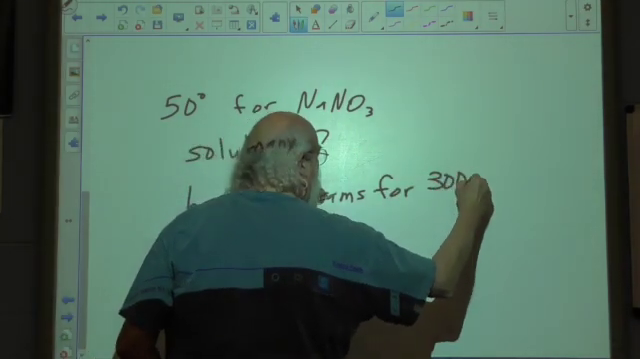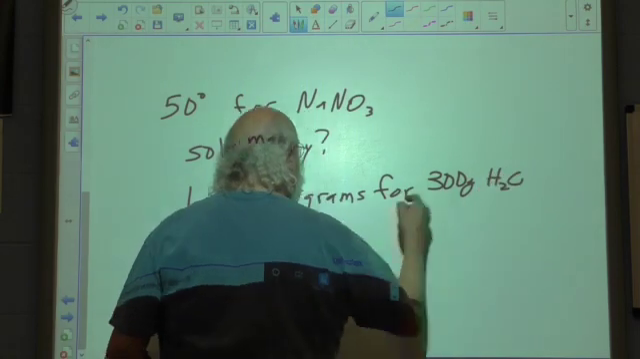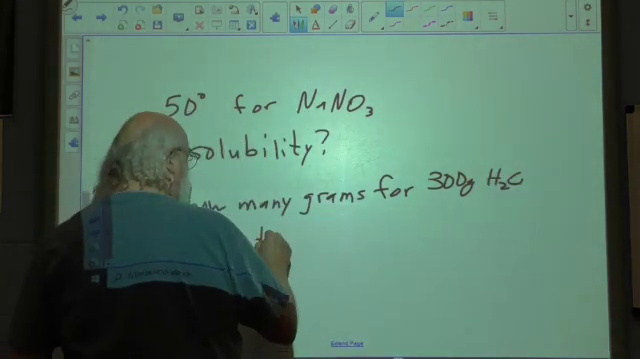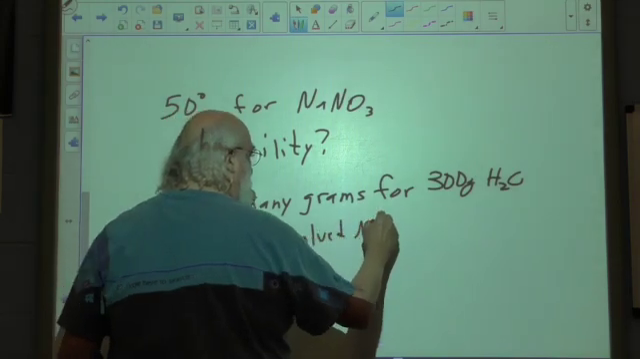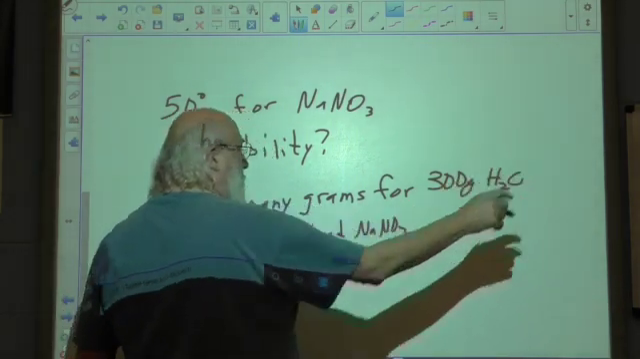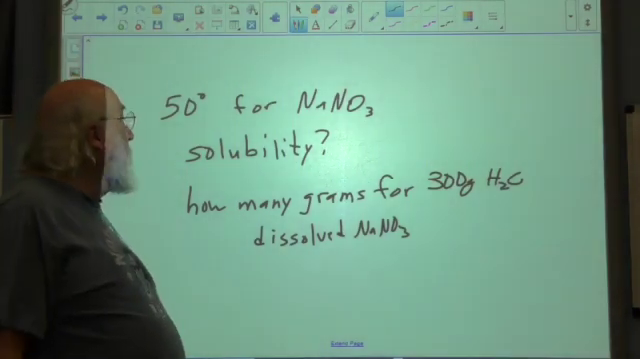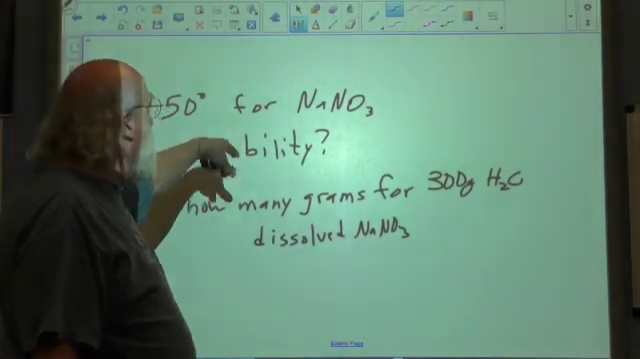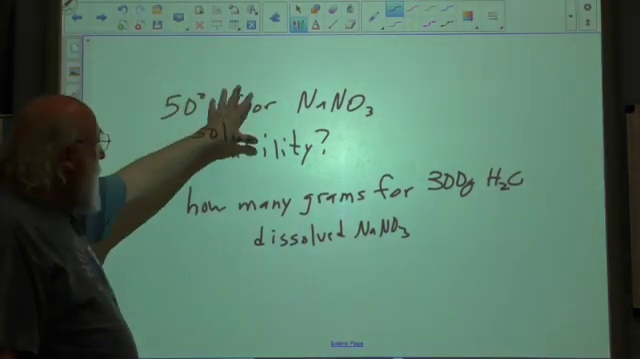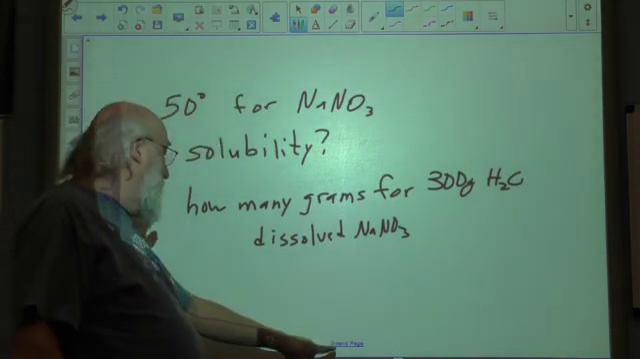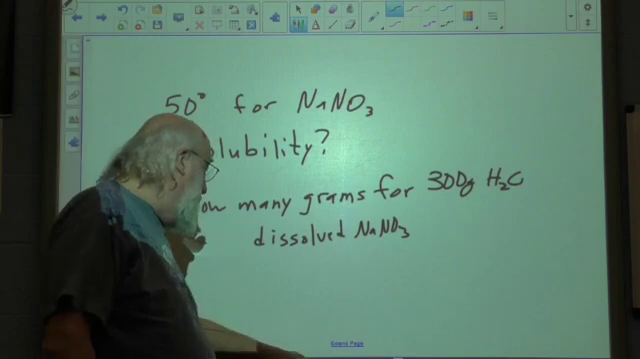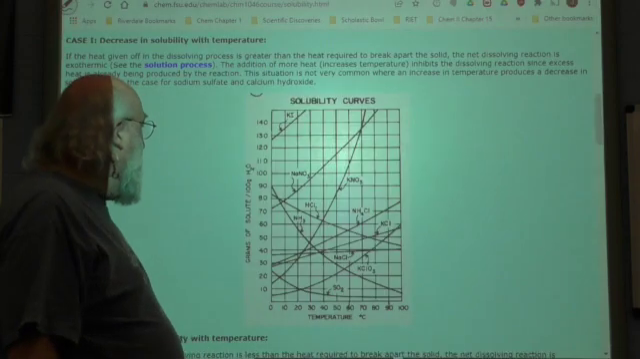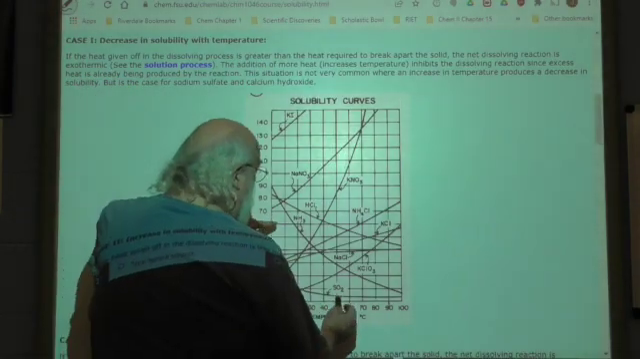for 300 grams of water. In other words, how many grams of dissolved NaNO3 are going to be dissolved for 300 grams of water instead of 100 grams? Okay, so we're going to go to the chart. We're going to find NaNO3 at 50 degrees Celsius. Okay, so let's do that. Find NaNO3. Here's NaNO3. Here's 50 right here.